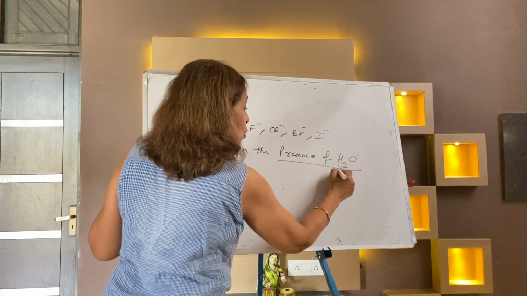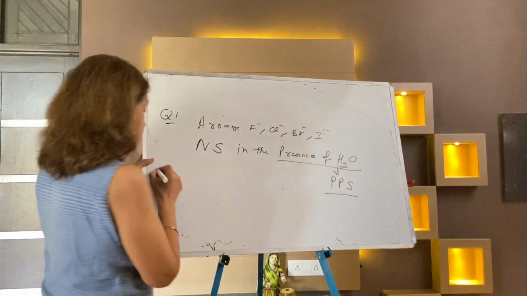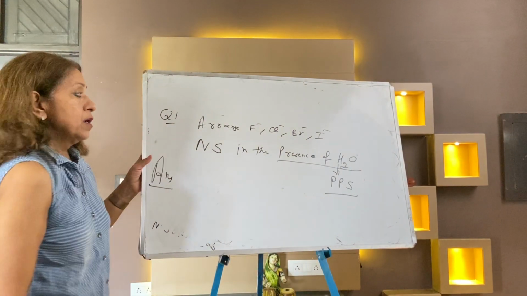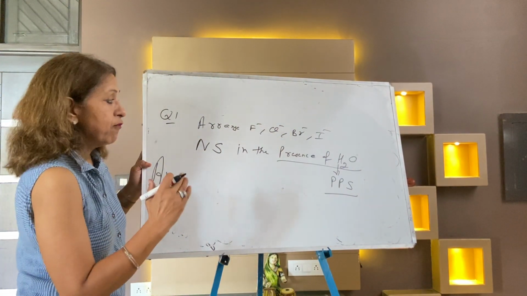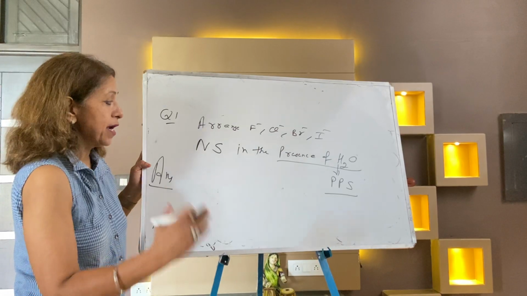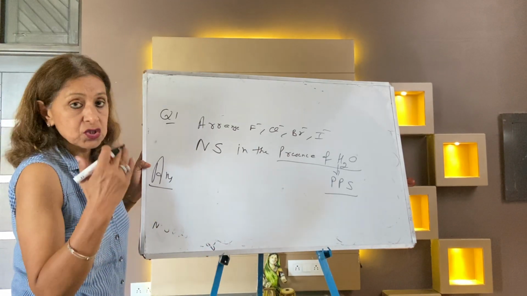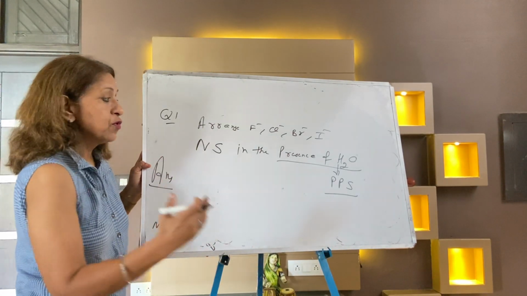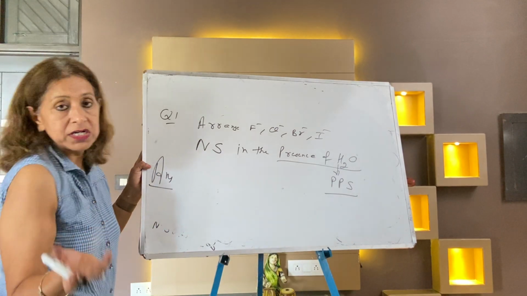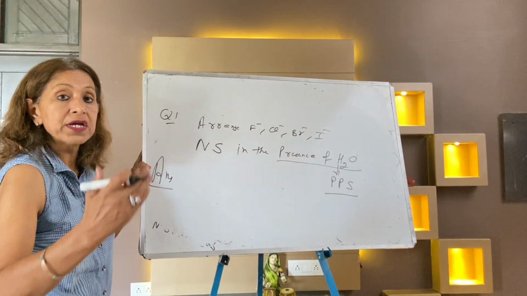You know water is a polar protic solvent. Write down the question: arrange F minus, Cl minus, Br minus, I minus in order of nucleophilic strength in the presence of water. What is water? It is a polar protic solvent.